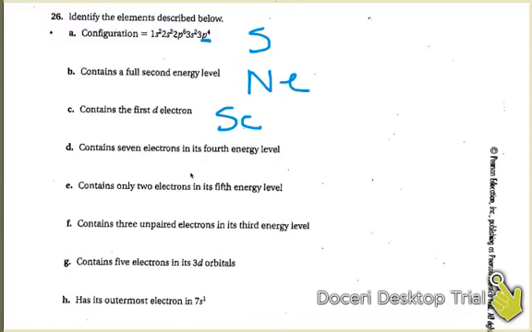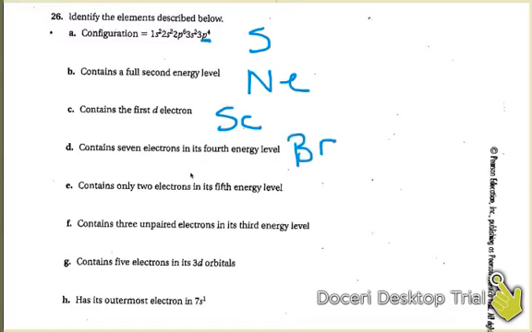Letter D says it has to contain 7 electrons in its 4th energy level. Well, we have to look at our 4th, and if we're doing 7 electrons, we know we not only are looking in 4s, but we also have to look in 4p. 4s starts with potassium. So potassium is the first electron. Calcium has 2 electrons in the 4th energy level. Now we have to jump over to 4p. Gallium has 3, germanium has 4, arsenic has 5, selenium has 6, and bromine has 7. So bromine is going to be the one with 7 electrons in the 4th energy level.